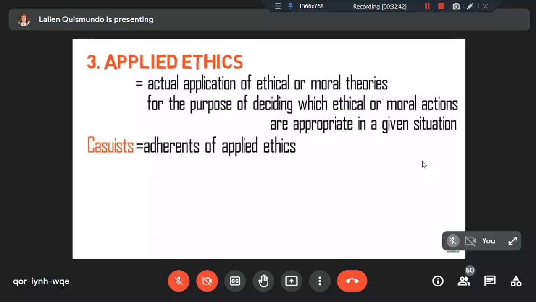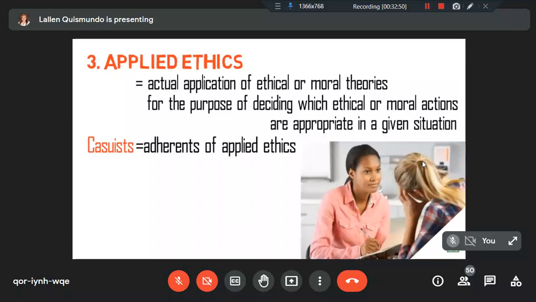Casuists may also act on some occasions in an advisory capacity, such as guiding individuals in their choice of actions. For example, they may attempt to resolve the conflicting duties of a mother suffering from ectopic pregnancy who has no other option than to abort the fetus.